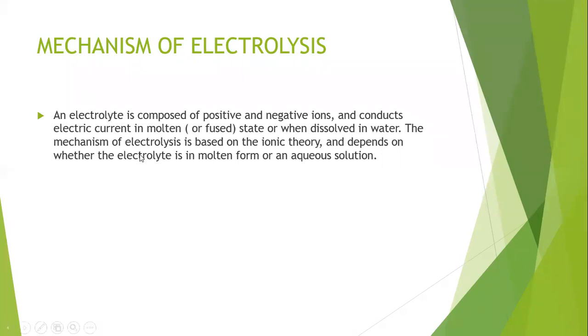There are several other substances, in molten or liquid form, that do not conduct electricity. We are not talking about those ones; those are said to be non-electrolytes. Those that conduct electricity in liquid or molten form are called electrolytes. So the mechanism of electrolysis is based on the ionic theory and depends on whether the electrolyte is in molten form or aqueous form. We cannot use a non-electrolyte for electrolysis. For example, you can't use a sugar solution to make an electrolytic cell, because sugar solution is a non-electrolyte. You can't use kerosene or petrol as an electrolyte. Why? Because they are organic substances, they are not polar, and they cannot conduct electricity.